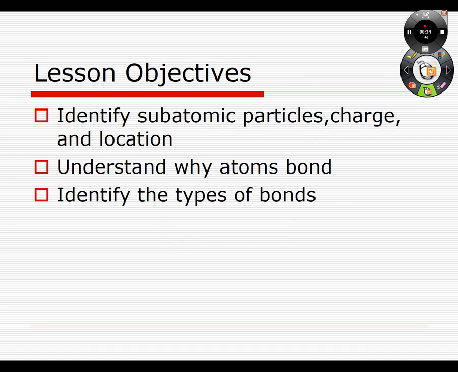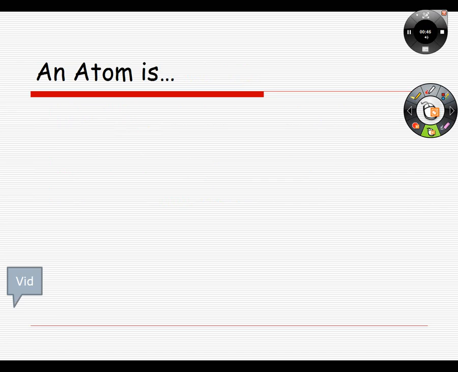So, the first lesson objective, this is lesson number 1: to identify subatomic particles, their charge, their location, to understand why atoms bond, and to identify the different types of bonds.